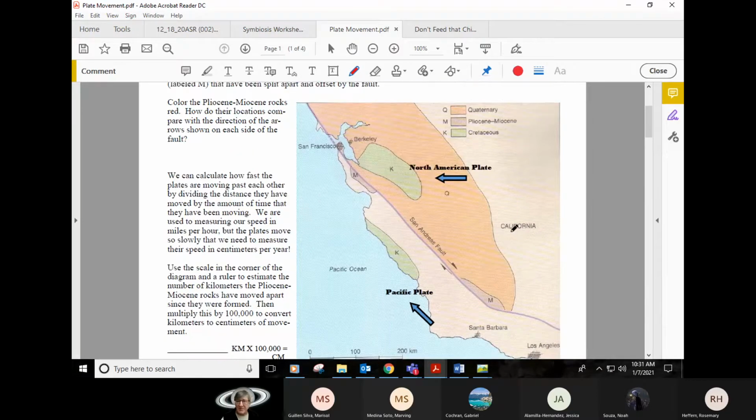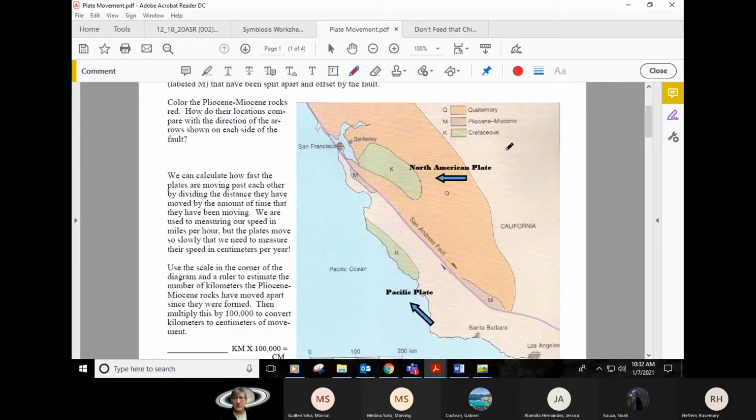The other thing on this map is that we have marked three different types of rock. The Quaternary rock, the Pliocene and Miocene rocks, and Cretaceous rocks. So these rocks in green, marked with a K, were formed when there were still dinosaurs here. Remember, on a geologic map, if it's listed towards the bottom, it's older. The youngest rocks are the ones at the top, and we're still in the Quaternary period today.